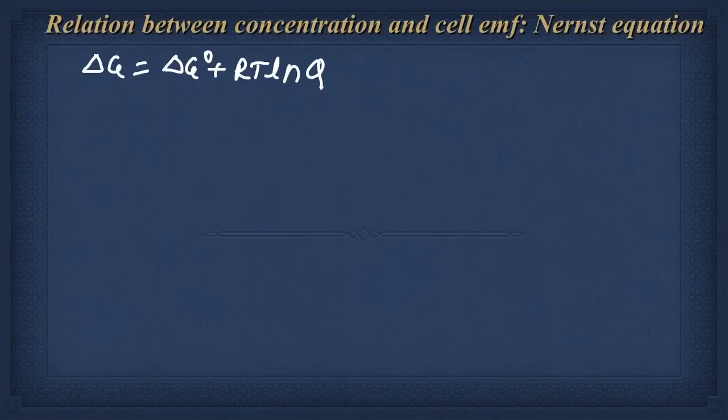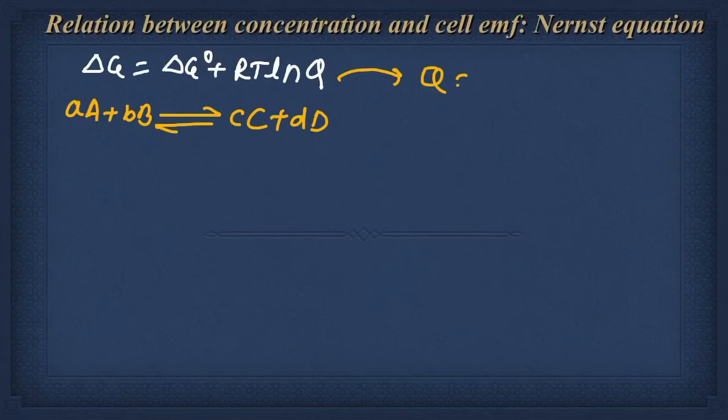Let's see the reaction here: A plus B gives the product C plus D. Here we can easily calculate the reaction quotient. We know that the reaction quotient is the ratio of the product concentration to the reactant concentration. So here we can write Q is equal to the ratio of the product concentration to the reactant concentration.